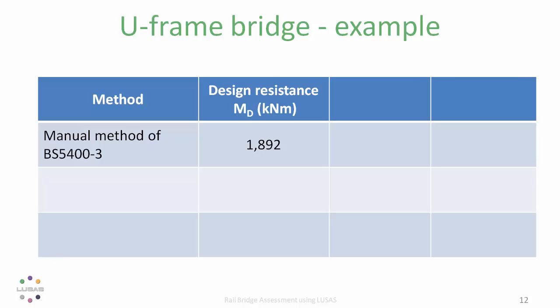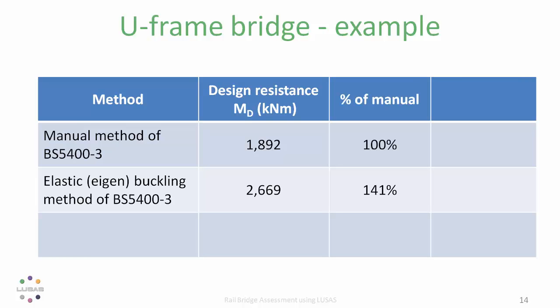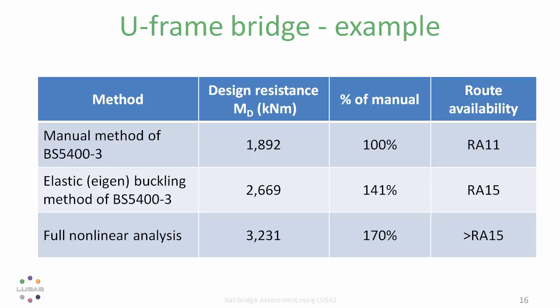be 1,892 kilonewton meters. If we use the elastic buckling method, which I'll show you shortly, which is still using the provisions of BS 5400 Part 3, we can obtain an improved value. In fact, a 41% improvement upon the manual method. And if we carry out a full nonlinear analysis for this example, we obtain an additional 70% if we take the manual method as our baseline, which gives us a significant improvement in route availability according to table 4.3 of the Network Rail Guidance Note. Obviously, with different examples, the improvement may be more or less significant.